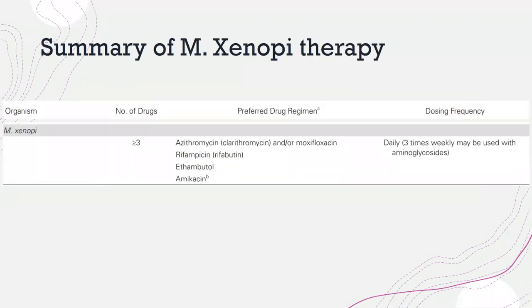To summarize our findings for Mycobacterium xenopi: in patients with xenopi pulmonary disease, you want to use a regimen that contains at least 3 drugs, rifampin, ethambutol, and then either a macrolide or fluoroquinolone. They're equivalent in effect. And because it's such a severe disease with poor outcomes and a high mortality rate, you want to add IV amikacin to treatment. And you want to treat them for greater than or equal to 12 months beyond their sputum culture conversion.